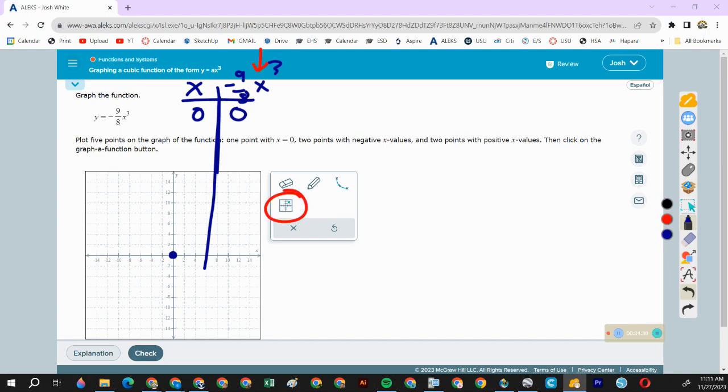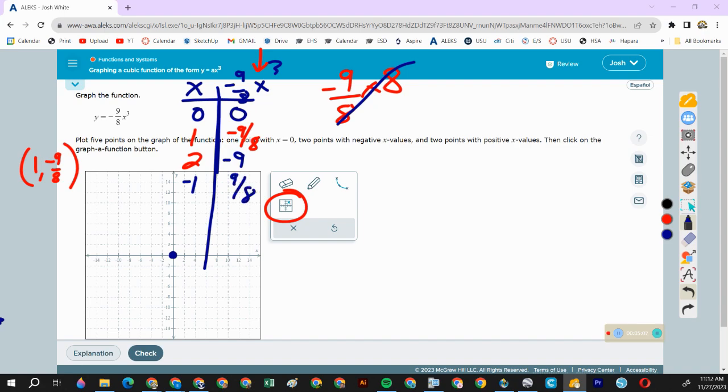I could use this button, and I could graph 1 comma negative 9 over 8. Right? But what about 2? So 2 times 2 times 2 is 8. So I get negative 9 over 8 times 8. The 8's cancel, and it's just negative 9. What about negative 1? It's going to be 9 over 8. What about negative 2? It's just going to be 9.